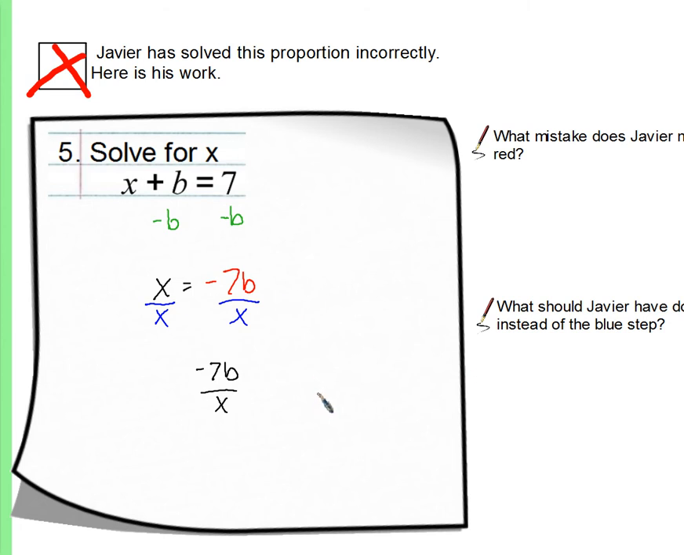Javier, fun name, solved this proportion incorrectly. I shouldn't say proportion, I should have just said equation. What mistake does he make in red? Yes, Ashley. Right there. What we talked about, right? It already came up organically. We realized that sometimes people will say 7 minus b, they'll subtract the b side, and then it just turns into multiplication. And that should look like x equals 7 minus b. Okay, what should Javier have done instead of the blue step?